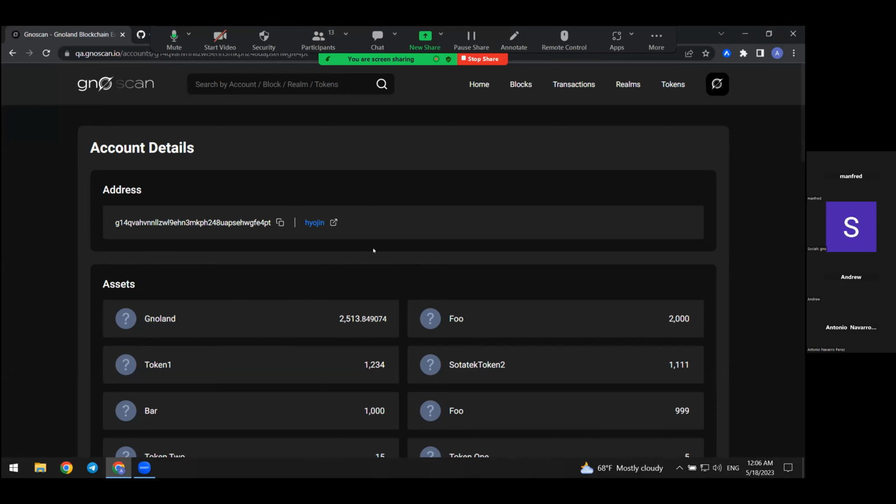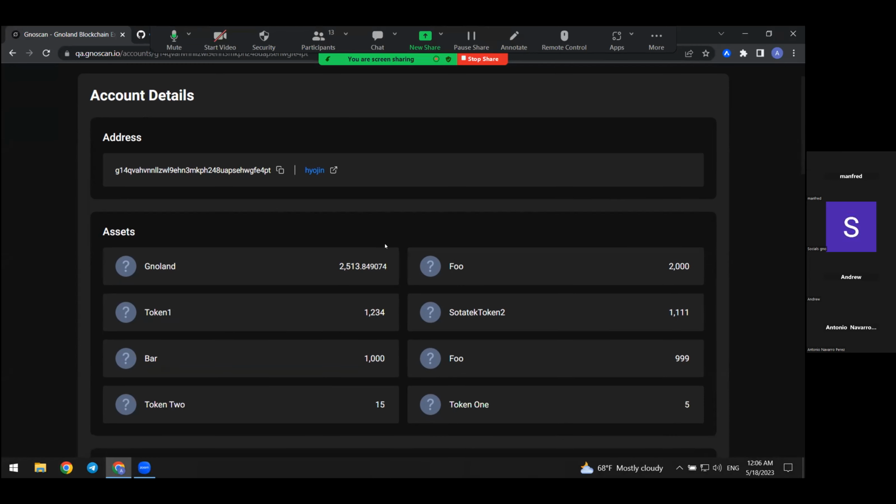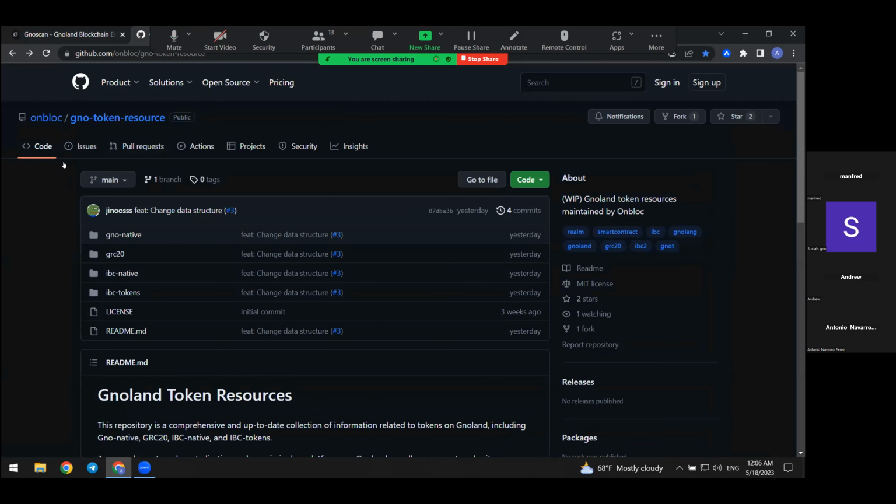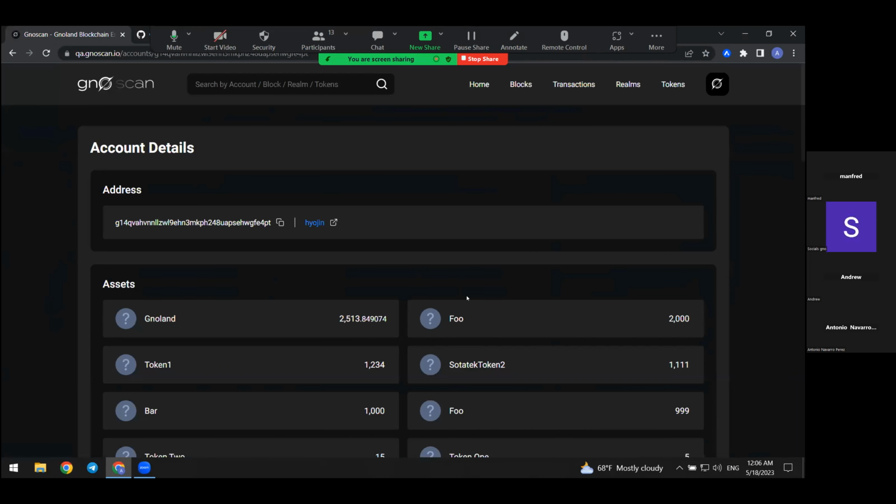So this new update that we're going to be shipping on Adena is going to be support for GRC20 tokens. As you can see here, in addition to GNOT tokens, you can now see balances for all GRC20 tokens, somewhat similar to Adena. We're going to be fetching this data from the repo that we shared last week, token resources. So if you're a developer or a builder who wants to have your logo registered or any other static data, please submit a PR here, and you're going to be seeing those integrated here.